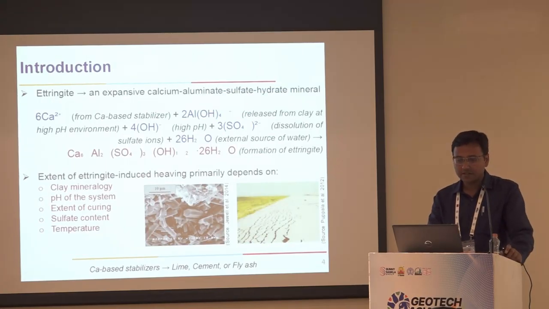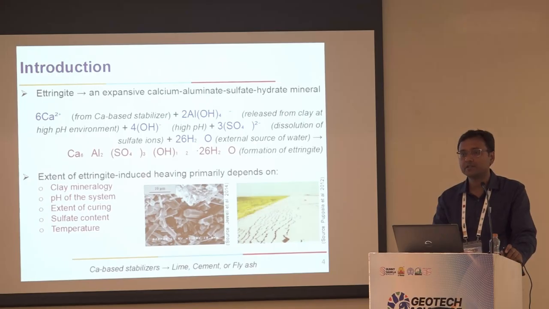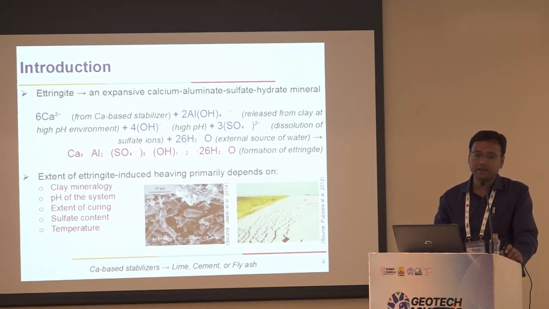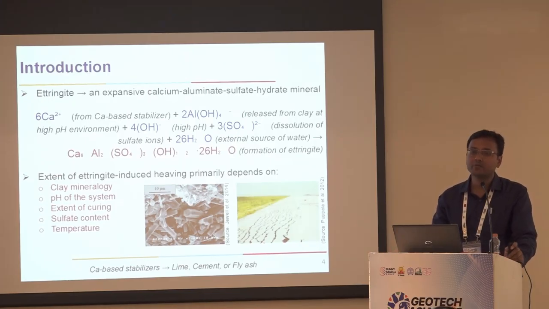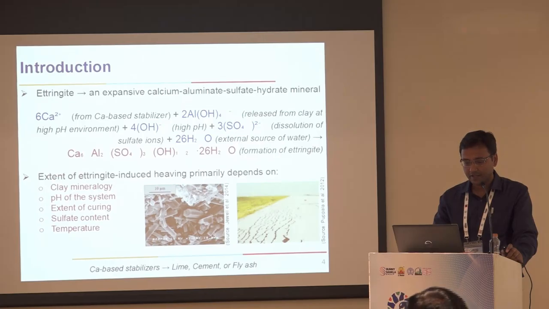So ettringite is an expansive calcium aluminate sulfate hydrate mineral, and the extent of ettringite-induced damage depends on several parameters. Some of the parameters mentioned here are clay mineralogy, pH of the system, the curing period, the sulfate content, the temperature conditions, and so on.